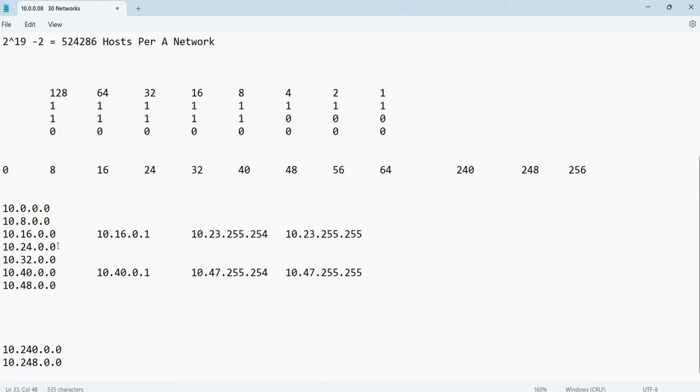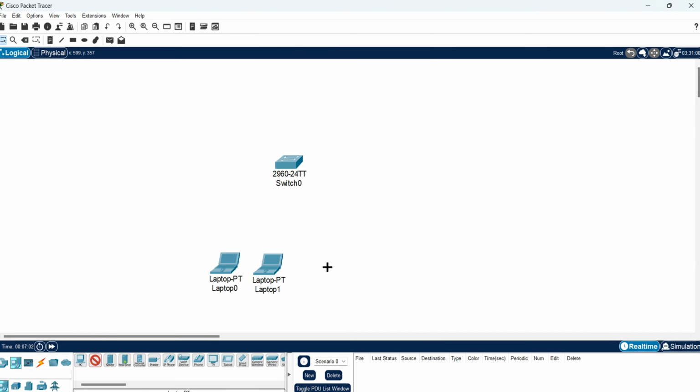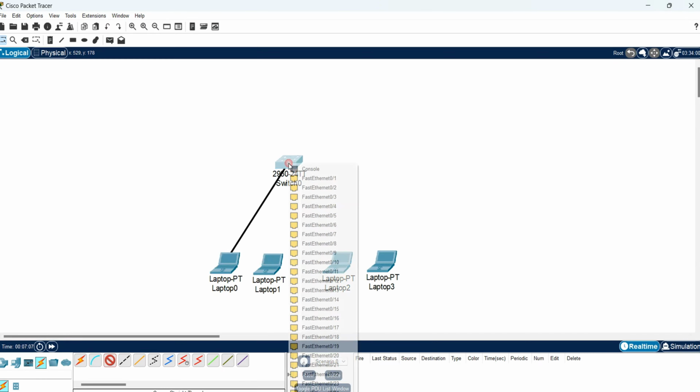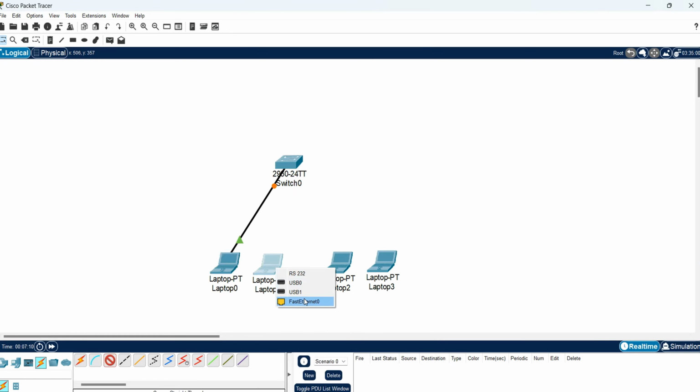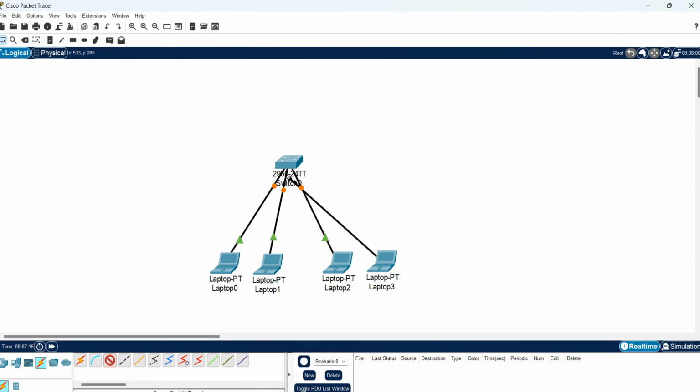So let me put a number. Let me see if I could put 10.16.0.0, right? 10.16.0.0. So I'm going to get myself a switch just like this, right? And I'm going to get 2 computers. Let's say 4: 1, 2, 3, 4. And let me get the actual cables. So this one connects to port 1, this one connects to port 2, and then let's say port 3 and port 4. See that? Just like this.